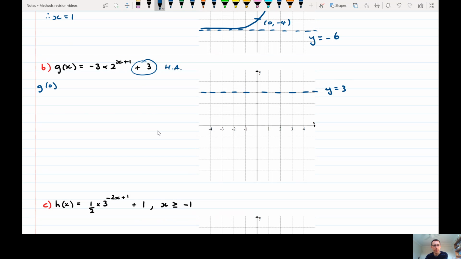So g of 0 equals -3 times 2 to the 0 plus 1, plus 3. Now 2 to the 0 plus 1 is 2 to the 1, which is 2. -3 times 2 is -6, plus 3, and those things give us -3. So the y-intercept is all the way down here.